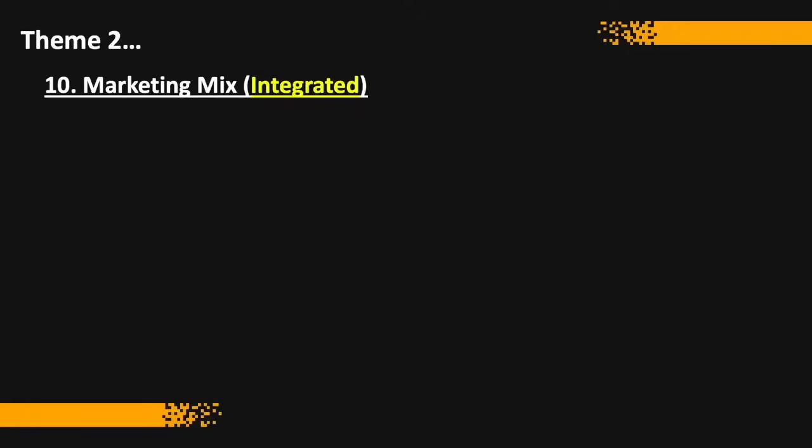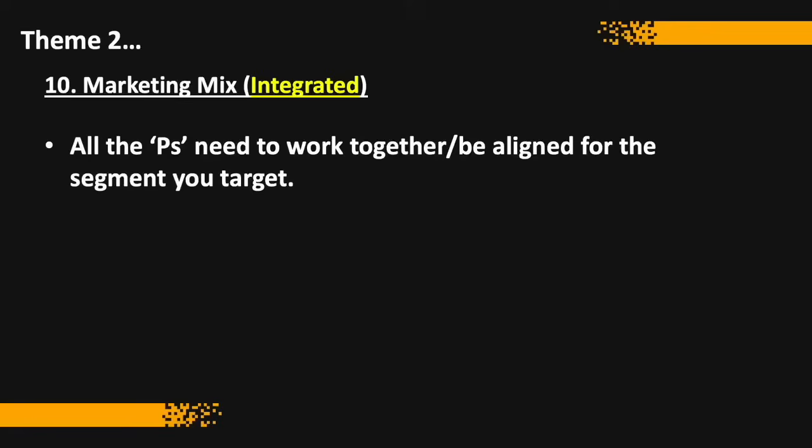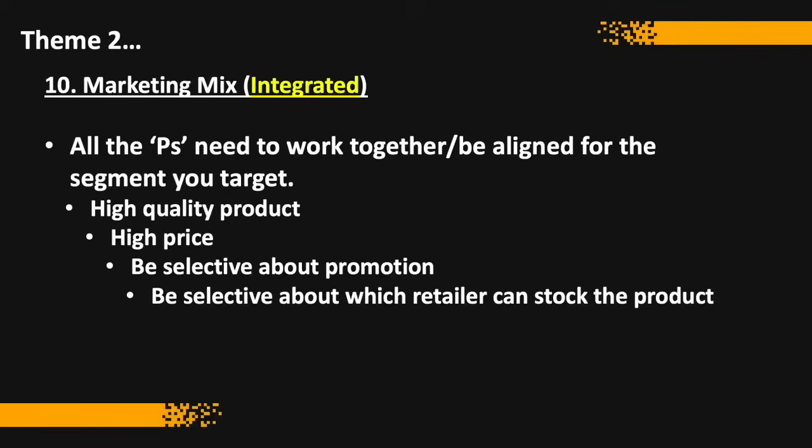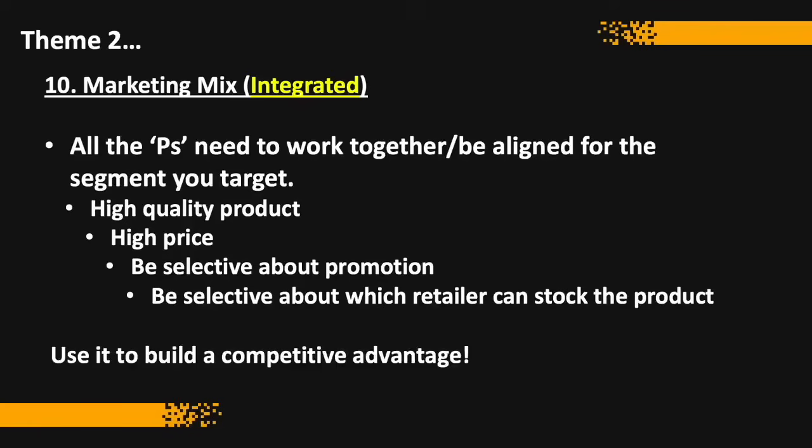Next thing to think about is the integrated marketing mix. An important term, this is essentially that all the 4Ps in the marketing mix need to work together. They need to be aligned. They need to be aligned for the segment that you target. I'll give you an example. You've got a high quality product. Well, if you've got a high quality product, you'll probably charge a high price. You'll be very selective about promotion and where you promote it. You'll be very selective about which retailer can stock that product. You don't want to damage the reputation of your product by doing it in a cheapened place. And you'll use that to build your competitive advantage.